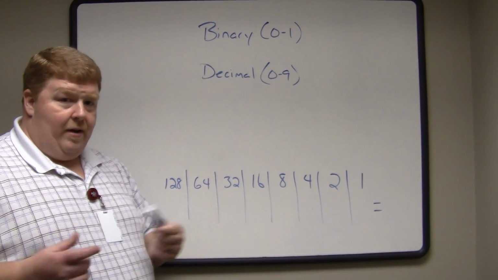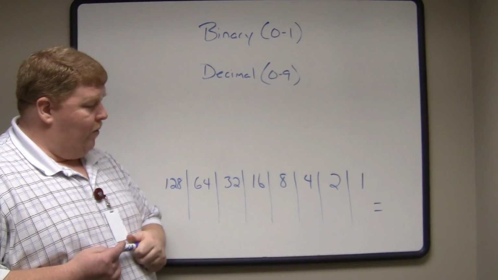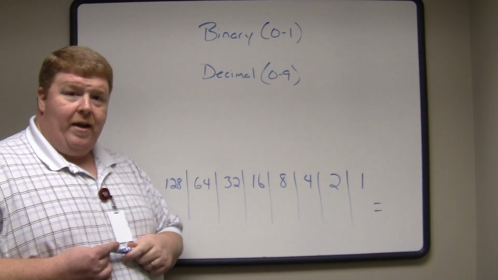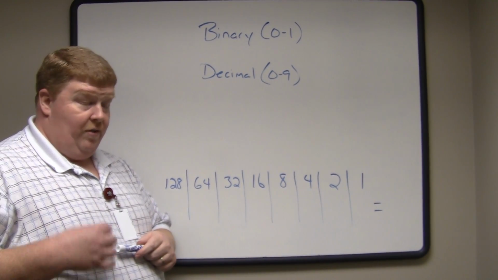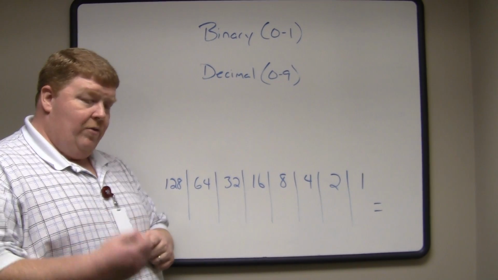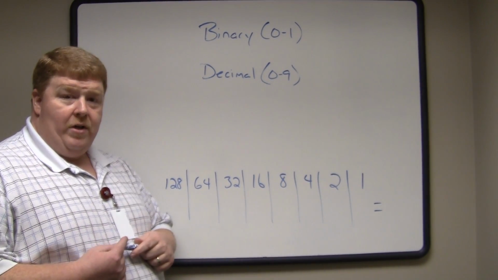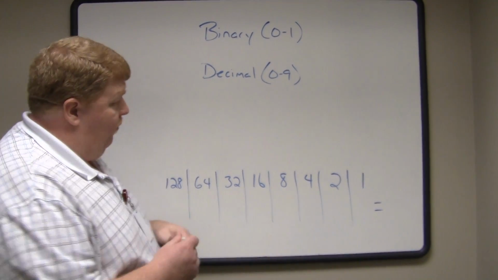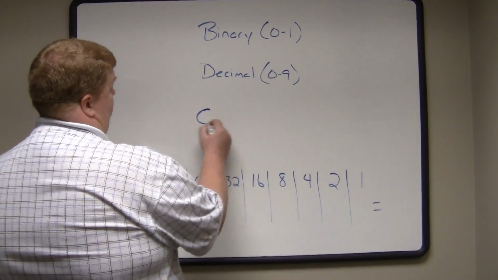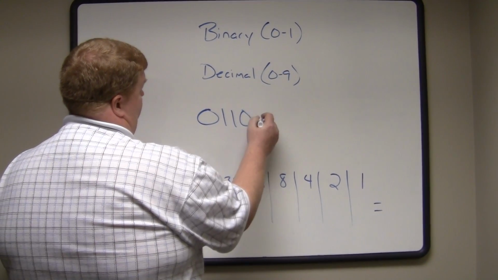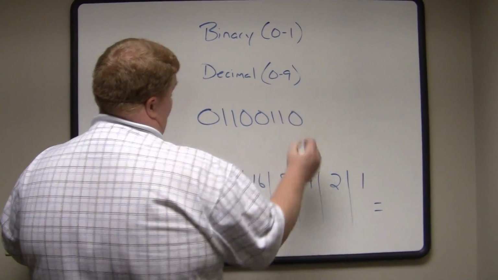So let me show you how to do this. First and foremost, you have to understand, again, that a binary number is either 0 or 1. So whenever you see a binary number, you're either going to say 0 or 1. For instance, we'll use the number 0, 1, 1, 0, 0, 1, 1, 0.